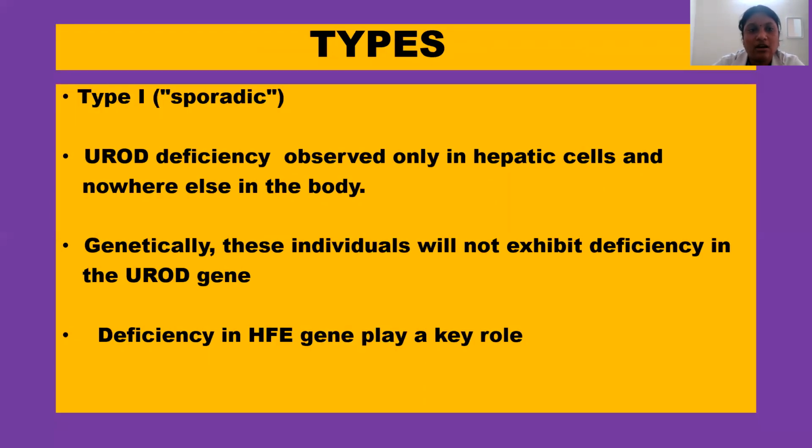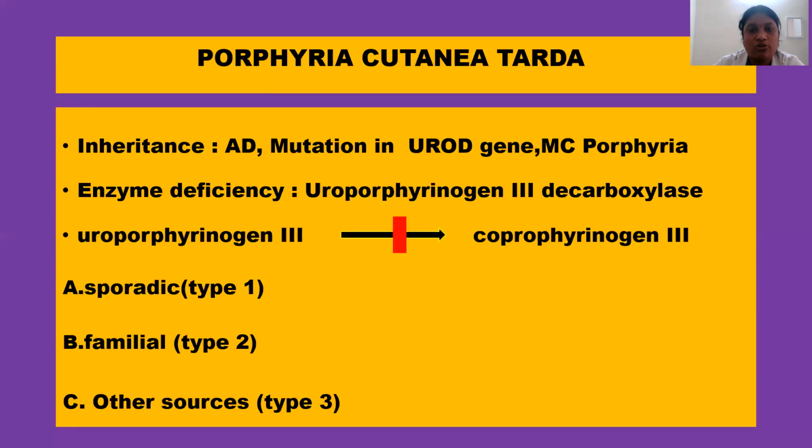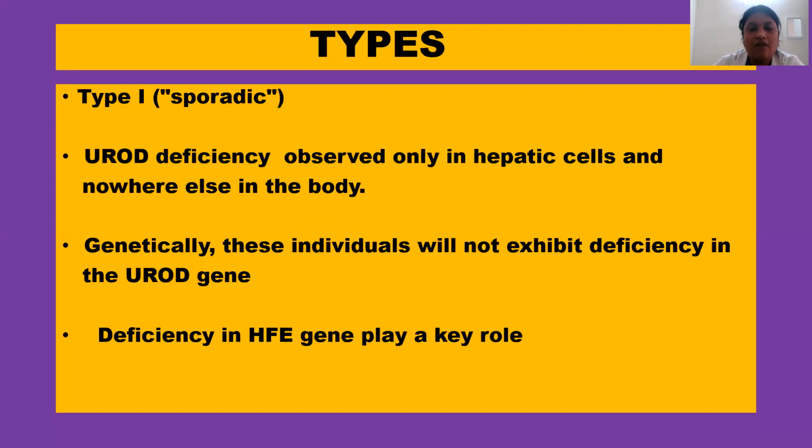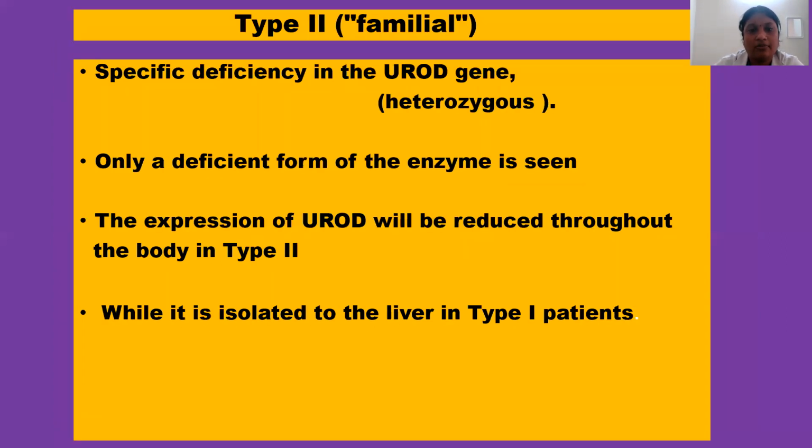Type 1 is uroporphyrinogen 3 decarboxylase deficiency, which will be observed only in hepatic cells, and genetically individuals will not exhibit any deficiency in the gene. Deficiency in the HFE gene will play a key role. Type 2 is familial. It is a heterozygous mutation of uroporphyrinogen 3 decarboxylase. Only a deficient form of the enzyme will be seen, and the expression of this gene will be reduced throughout all the cells in the body.